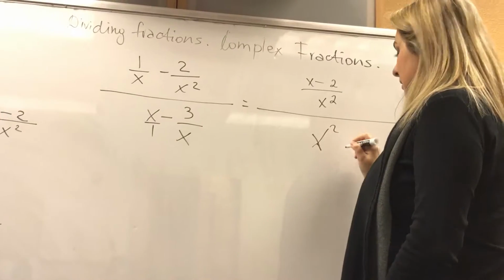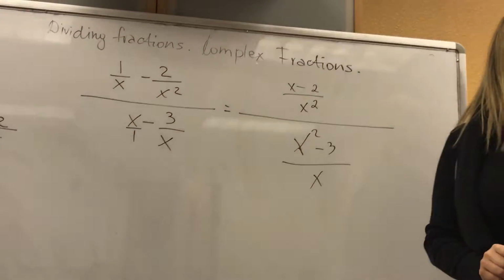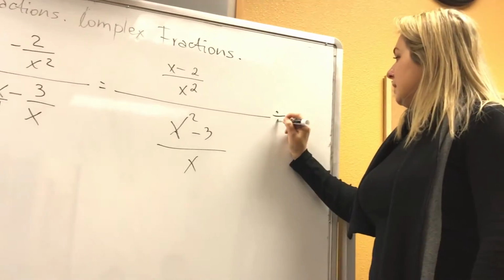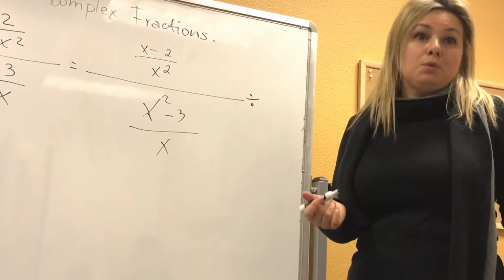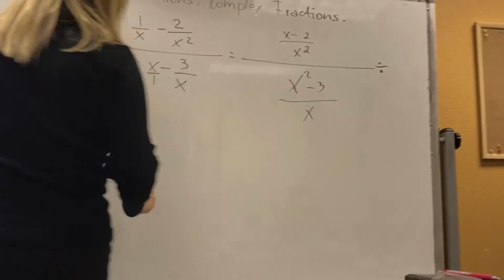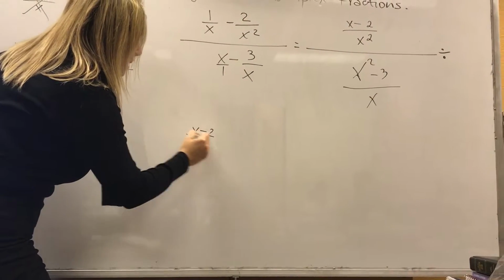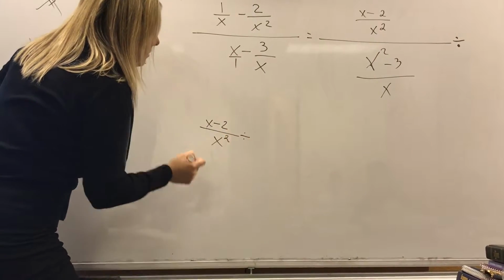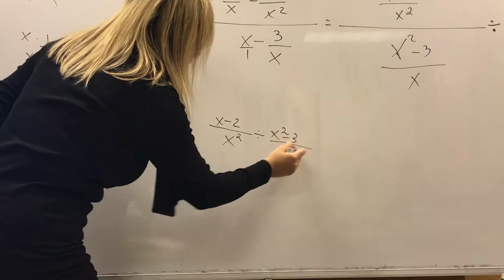I'm still in the field of complex fractions. Big deal! The fraction bar is the division sign, and I'm going to rewrite them horizontally: x minus 2 over x, divided by x squared minus 3 over x.